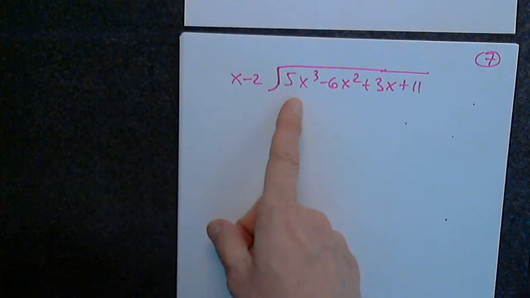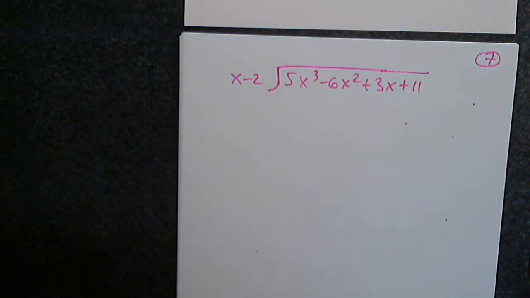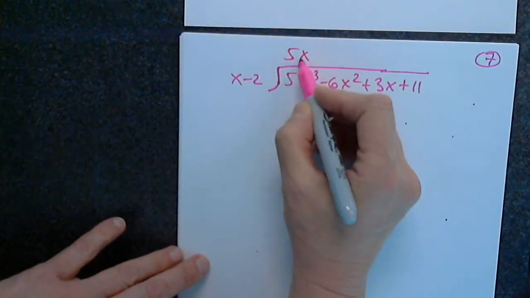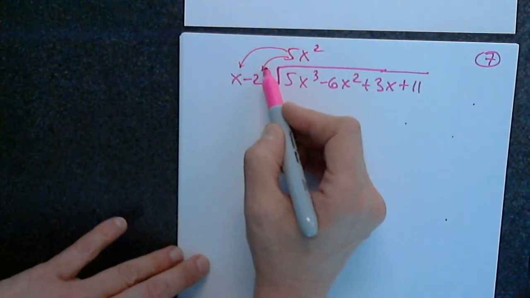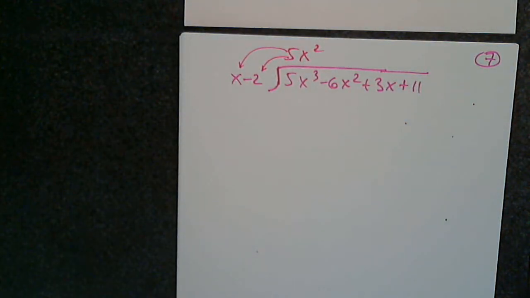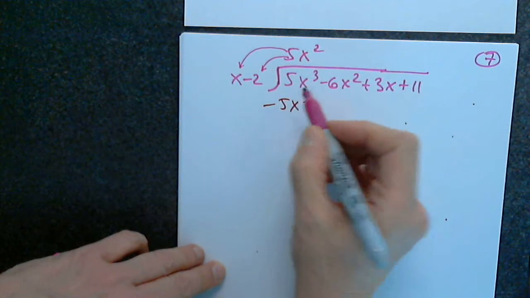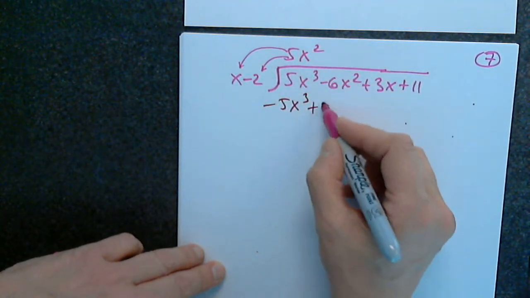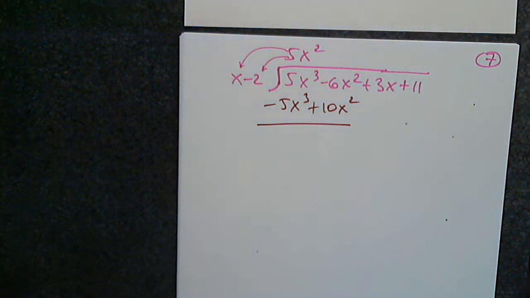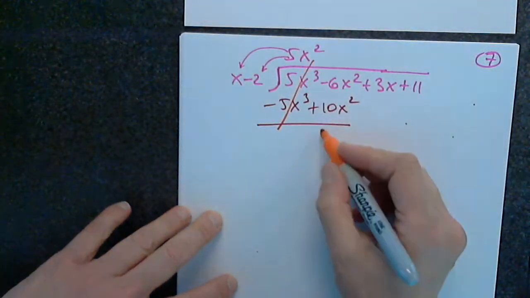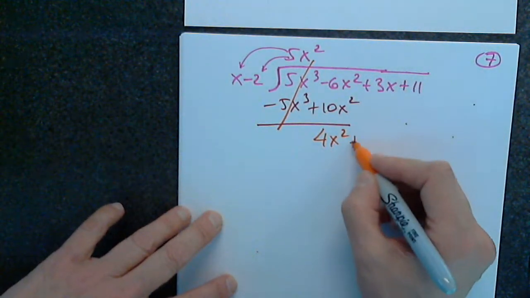Good. X times what is 5x cubed? 5x squared. Very good. We go back and we distribute to both terms. We multiply. We change the sign. 5x cubed minus 10x squared, but then you'd have to flip the sign. Yes. So it's 5x cubed. Change the sign. Negative 10x squared. Change the sign. These two are gone. We bring down next in line, which is 4x squared plus 3x.